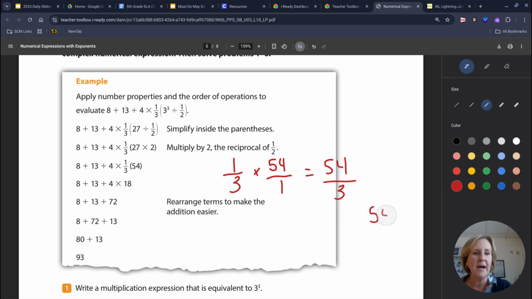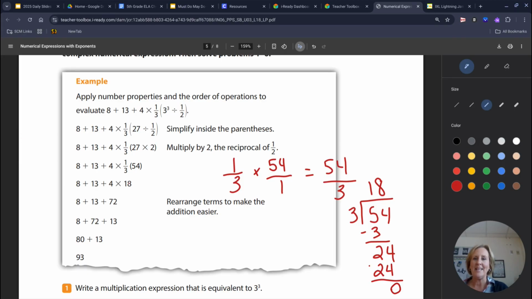54 divided by 3, look how nice and easy this is. It goes in there one time. 1 times 3 is 3, and then 24 when you subtract, and that goes in there 8 times. Nice and neat and easy peasy. And so we now get 18, okay? So we rewrite each step. You have now 8 plus 13 plus 4 times 18.